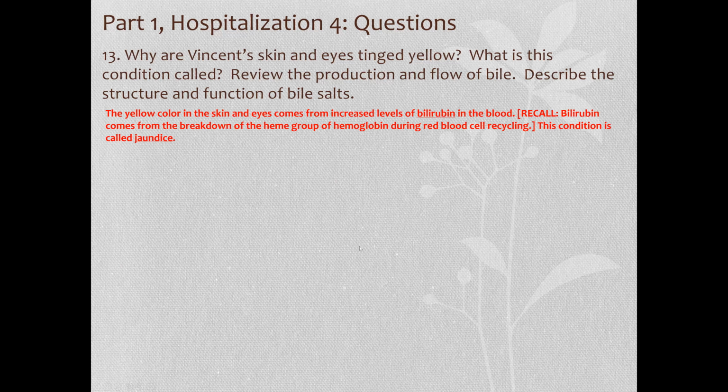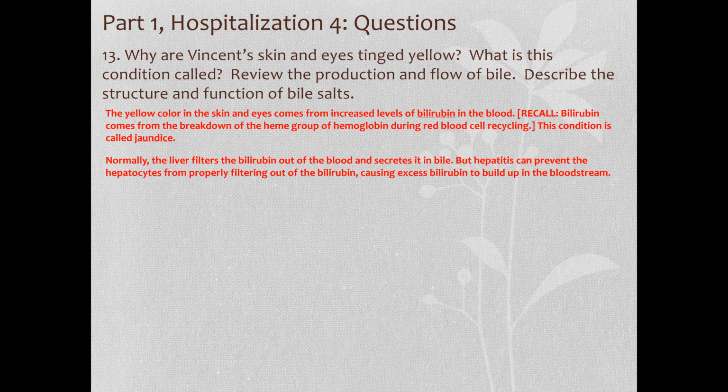So the yellow color in the skin and eyes comes from an increased level of bilirubin in the blood. If you remember from earlier chapters, bilirubin comes from the breakdown of the heme group of hemoglobin during red blood cell recycling. So the condition of having elevated levels of bilirubin in the blood, which causes the yellowing of the skin and the eyes, is called jaundice. Normally, the liver filters the bilirubin out of the blood and secretes it in bile. But hepatitis can prevent the hepatocytes from properly filtering out the bilirubin, which can cause excess bilirubin to build up in the bloodstream.